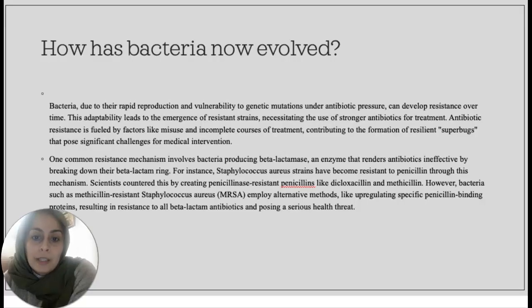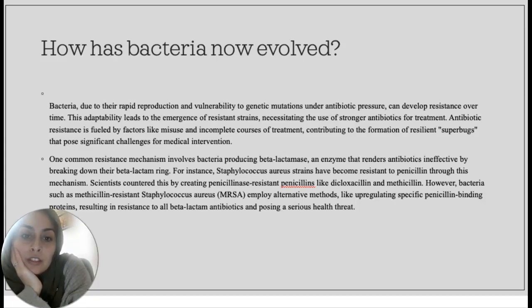So how has bacteria evolved? Bacteria, due to their rapid reproduction and vulnerability to genetic mutation under antibiotic pressure, can develop resistance over time. Antibiotic resistance is fueled by factors like misuse and incomplete courses of treatment, which contribute to the formation of resistant superbugs that pose significant challenges for medical intervention.